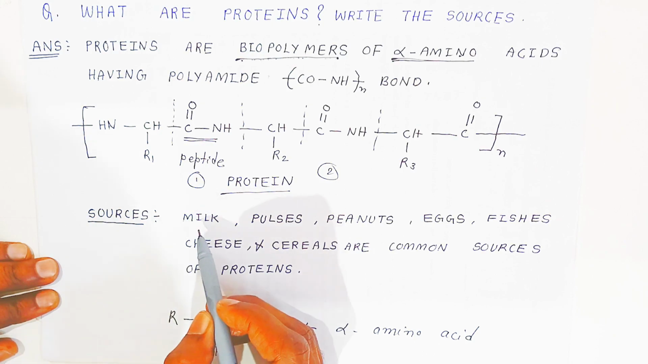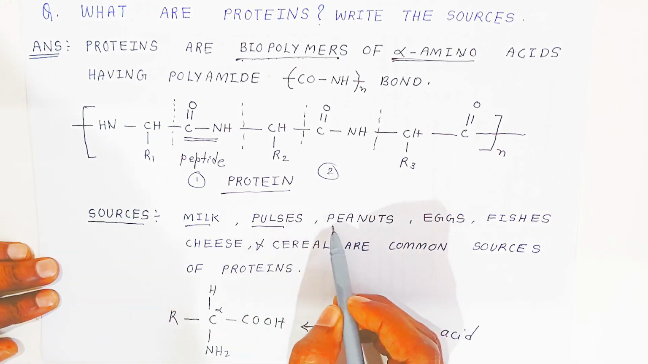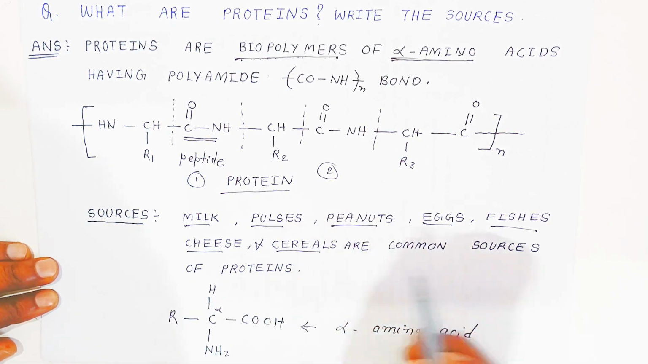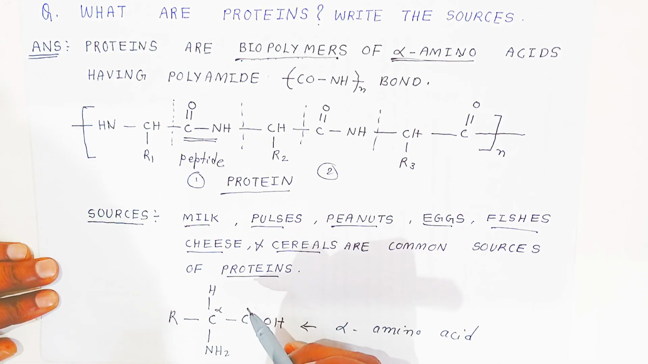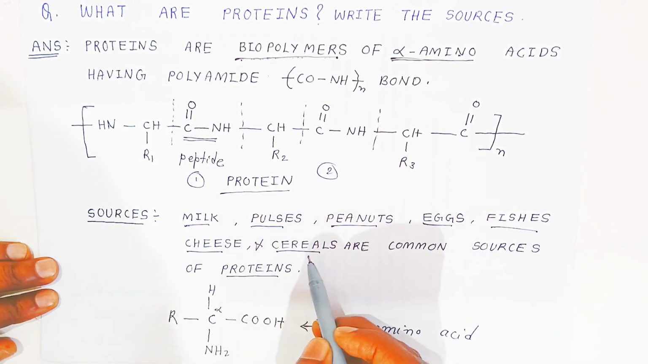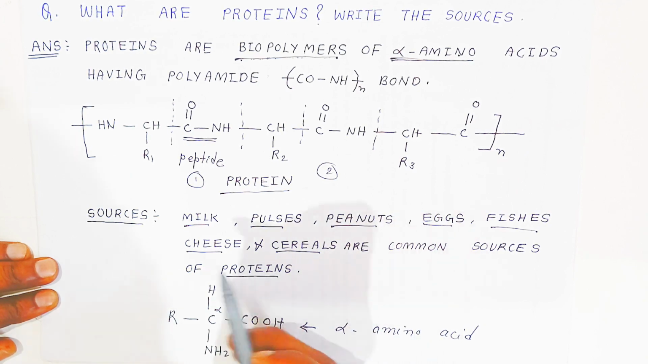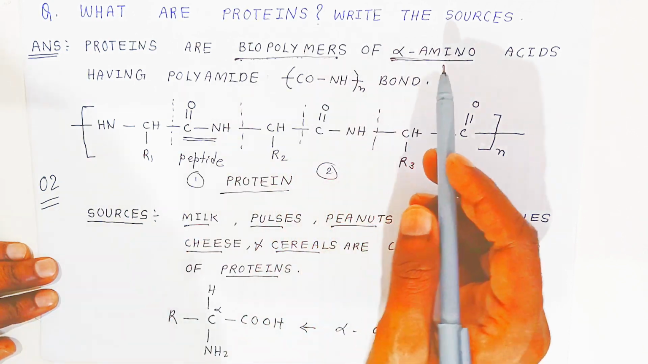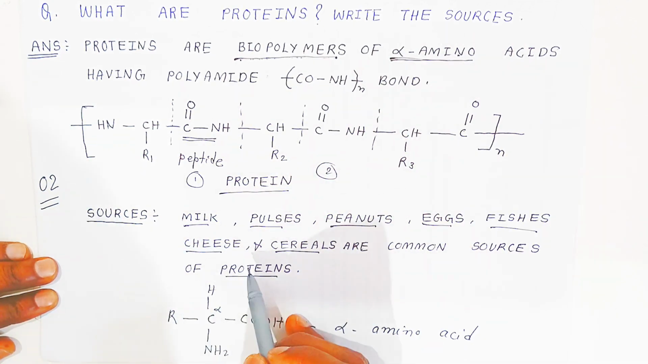Now sources students, you will find milk, pulses, peanut, eggs, fishes, cheese, cereals are the common sources of protein where you are getting this type of polymers. So these milk, pulses, peanut, eggs, fishes, cheese, cereals contain proteins having biopolymers. Understanding students? So this is for 2 marks examination, they may ask what are proteins and write down the sources. So these are the sources where we are getting the proteins.